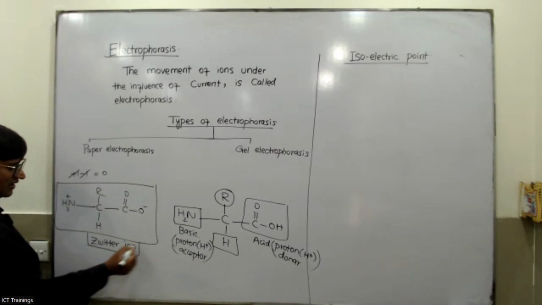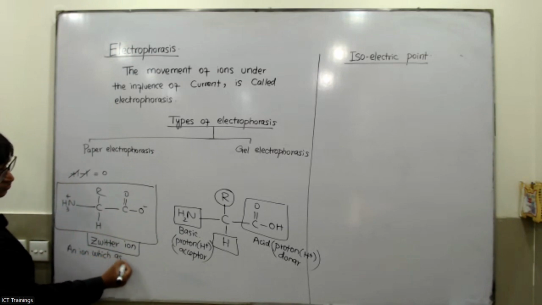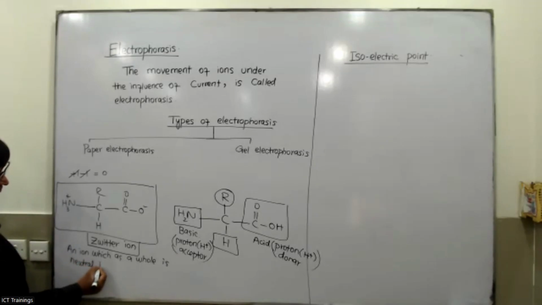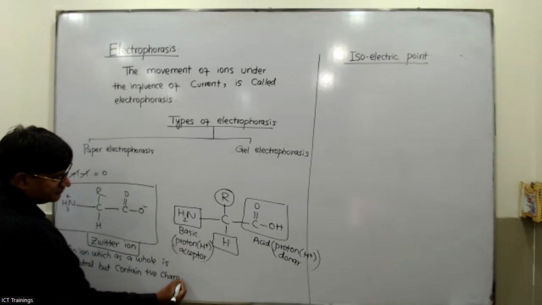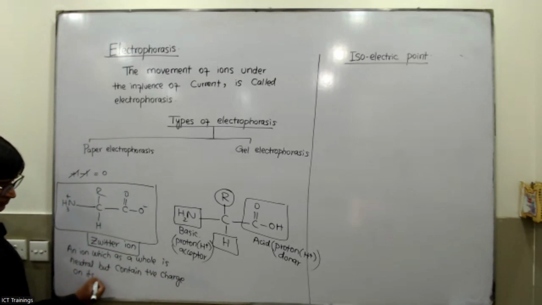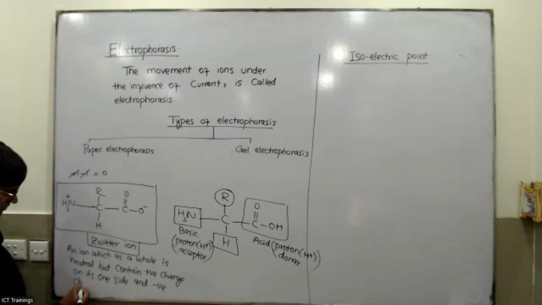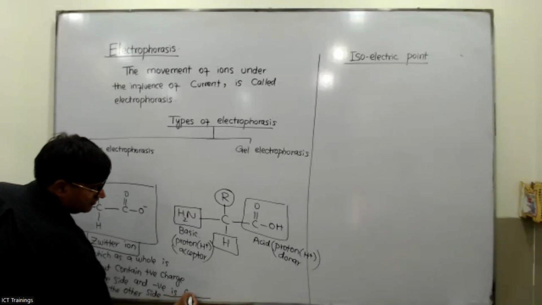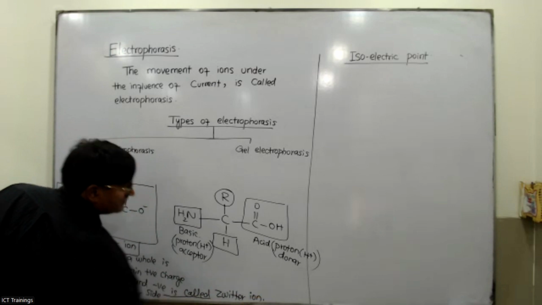What is the definition of a Zwitter ion? An ion which, as a whole, is neutral but contains positive charge on one side and negative charge on the other side is called a Zwitter ion. Okay, guys, so this is called the Zwitter ion.